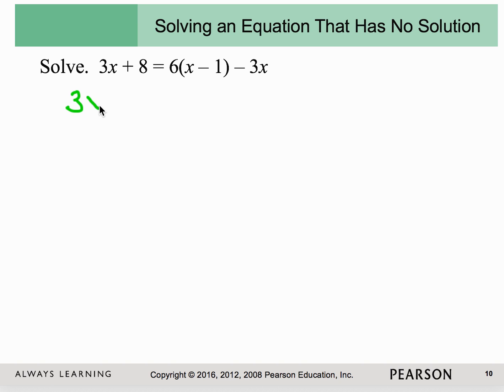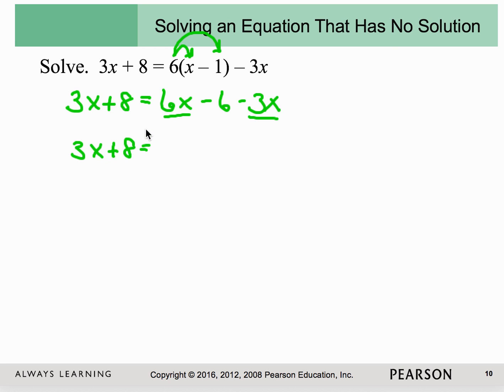So I'm going to use my distributive property to distribute that 6 and make that 6x. And then 6x times -1 is -6, minus 3x. Okay. And so then I'm going to combine like terms. Right? This side has some like terms. 6x minus 3x is 3x minus 6.